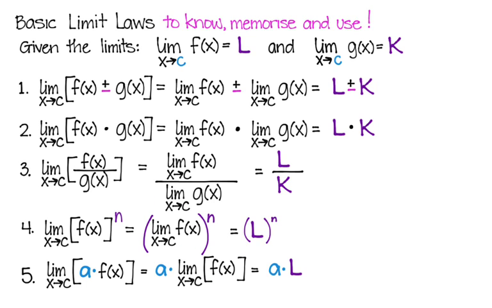And 5 is about multiplying by a constant. So if I have a limit of a function times a constant, we can take that constant out of the limit and put it in front and say, oh, it's the constant times the limit. So you end up with a times L. Okay? Let's use these in a couple of examples.